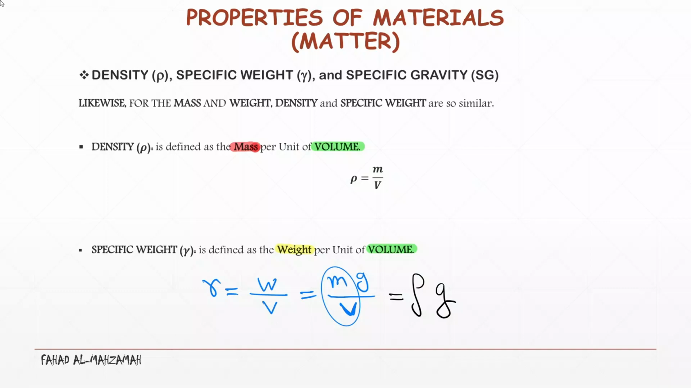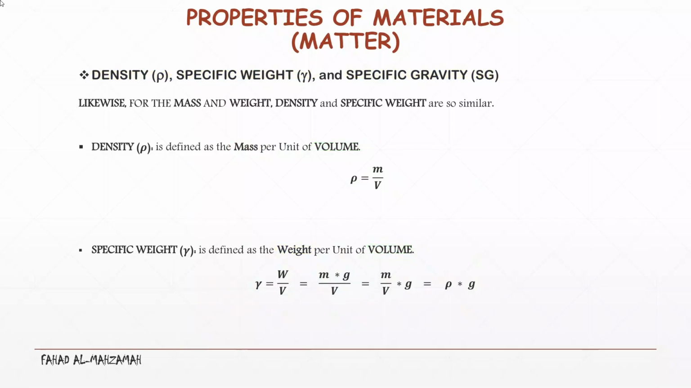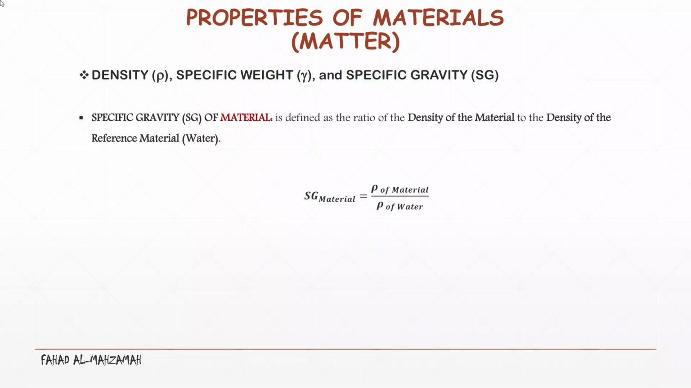So the specific weight has different expressions. One is the main formula, which is weight over volume, and the other can be written as rho multiplied by g. So we have finished rho, which is density, and specific weight, which is gamma. Now, what about specific gravity? These are derivations of the specific weight. We have two types of specific gravity.